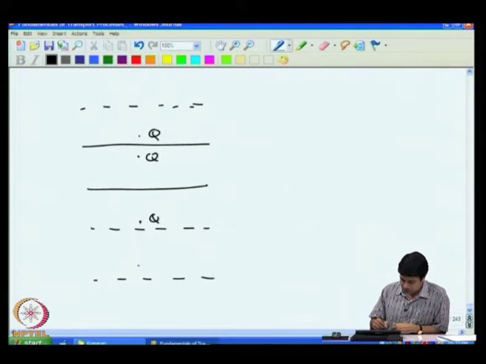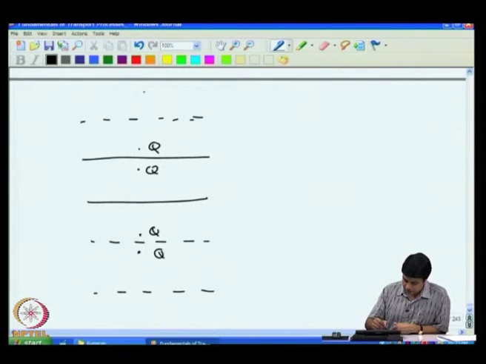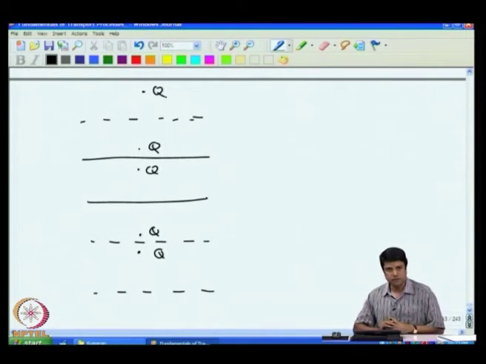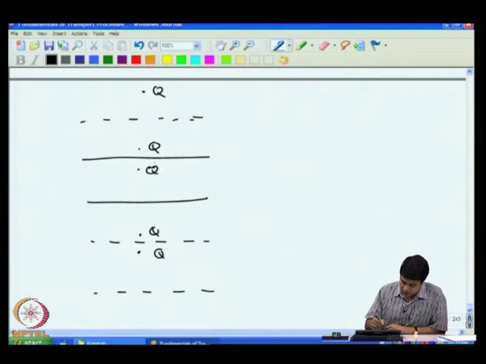Just 2 images will not be sufficient. I need to consider an infinite series of images, both above and below. However, the advantage of this is that the temperature field that I need to calculate is only within this domain.